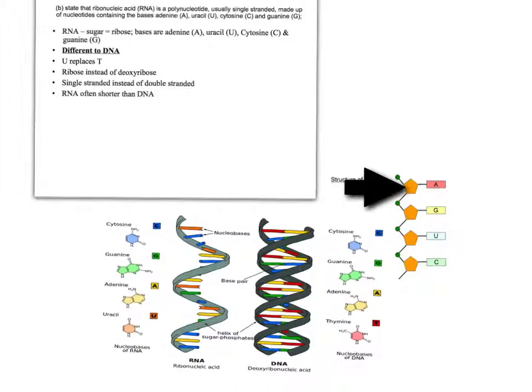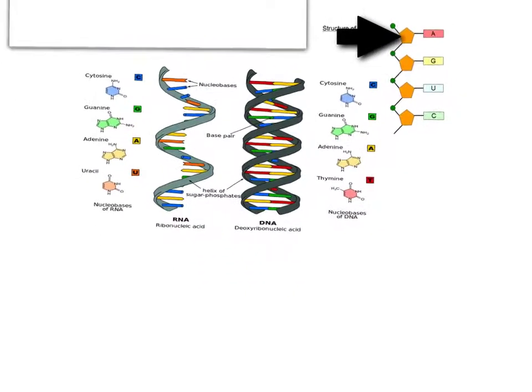Another diagram shows a comparison between the two. Here on the right of this diagram I have DNA with its double helical structure, with its bases cytosine, guanine, adenine and thymine, whereas on the left I have my single-stranded RNA molecule with its bases cytosine, guanine, adenine and uracil. Added to that is that the pentose sugar involved in the sugar phosphate backbone is ribose as opposed to deoxyribose in DNA.